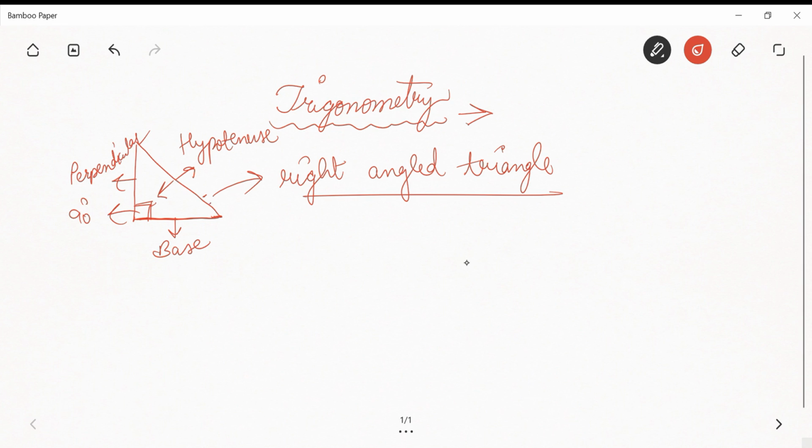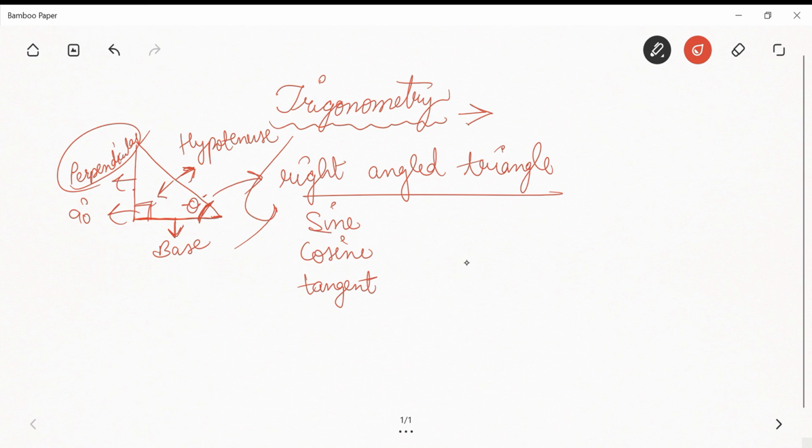Now let's say there is this angle, let's say it is theta. So angle theta is between hypotenuse and base, right? And the side opposite to angle theta is your perpendicular, right? Now let's begin with the trigonometry. So first of all, there are three important functions, that is sine, cosine and tangent.